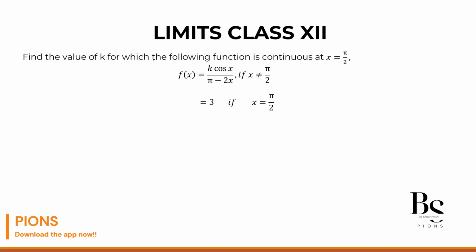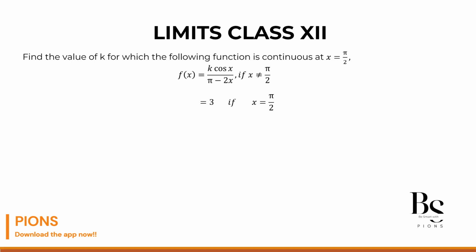Find the value of k for which the following function is continuous at x equal to pi by 2. Now see, listen very carefully. Sometimes instead of saying less than equal to or greater than equal to, they give you like this: x is not equal to pi by 2. So you don't have to get confused.